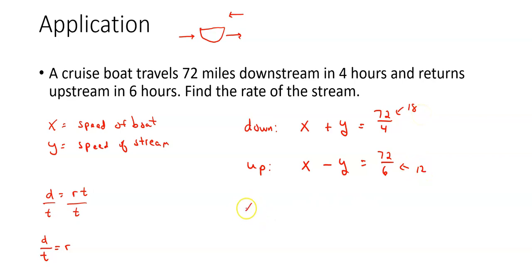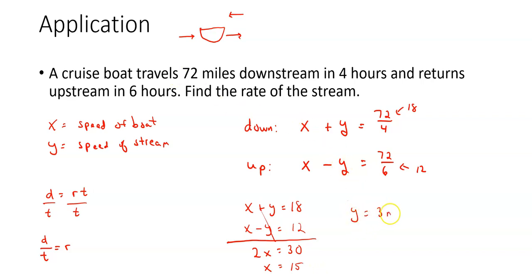So really what I have is the system x plus y equals 18, x minus y is 12. That's the hard part. Once I set it up, this is just set up for me to add together. x plus x is 2x. The y's go away. 18 plus 12 is 30. So x is 15. So the boat was moving 15 miles per hour, which must mean that the stream is moving 3 miles per hour.